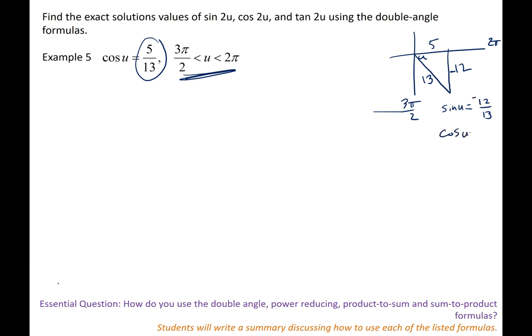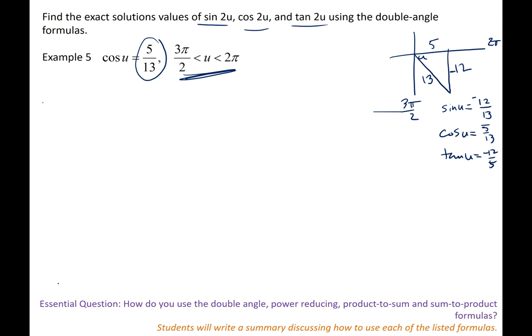And then what's the cosine of that triangle? Oh, they told us that, right? We don't need to calculate it again. We've got it, right? But I could find the tangent. What's the tangent of that triangle? Negative 12 over 5. So that should give me enough to fill in those 3 formulas, right?